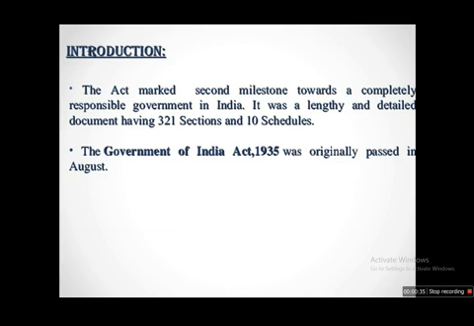The act marks the second milestone towards a completely responsible government in India. It was a lengthy and detailed document having 321 sections and 10 schedules. The Government of India Act 1935 was originally passed in August. Actually, the constitutional problems were already going on in India, and after the Simon Commission and Roundtable Conference, this act was presented to solve the issue of the constitutions in India.